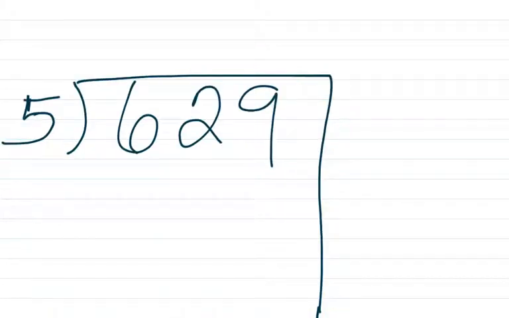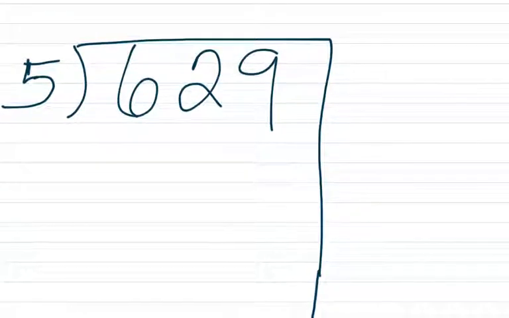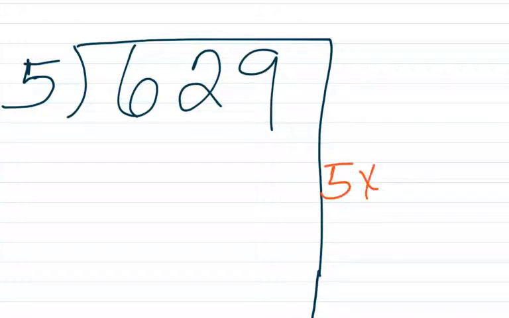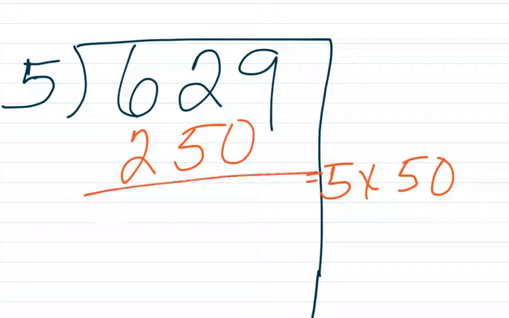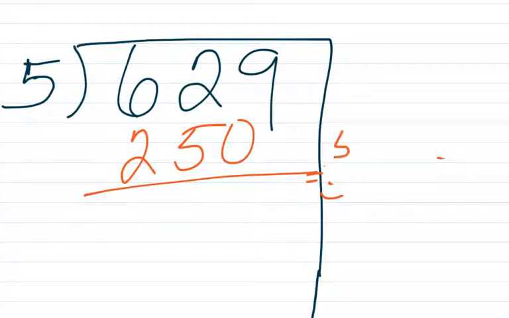So let's look at our first example. 629 divided by 5. Remember with the Big Seven, you can start with anything you know times that number. So let's say that I have a limited knowledge of facts, but I know that 5 times 50 is 250, right? So I write 250. Let me move my 5 times 50 up a little bit. That was down too low.